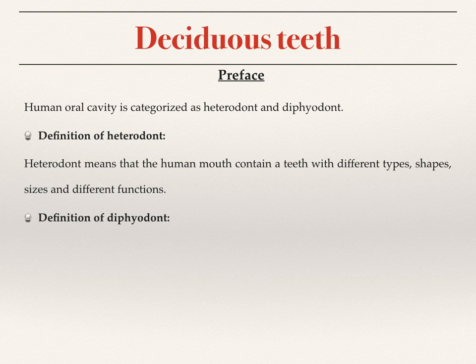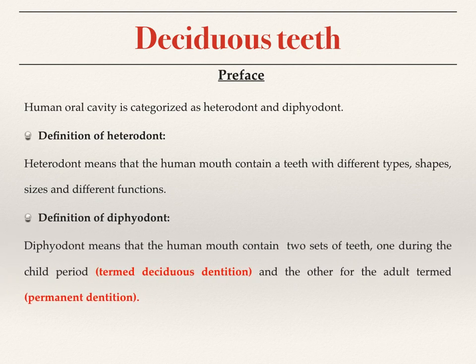What is the definition of diphyodont? Diphyodont means that the human mouth contains two sets of teeth, one during the child period termed deciduous dentition, and the other for the adult and termed permanent dentition.